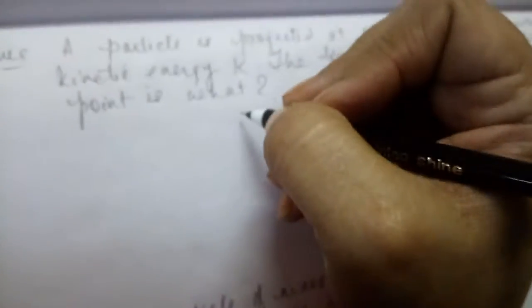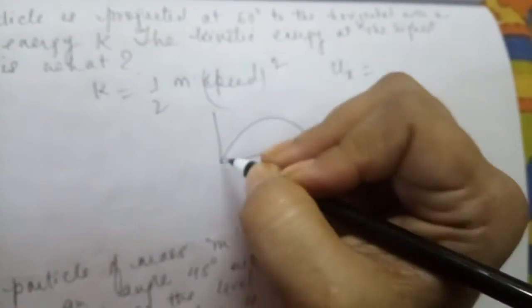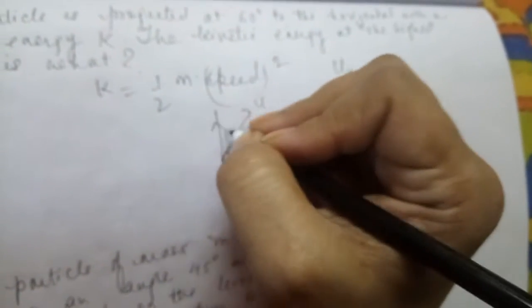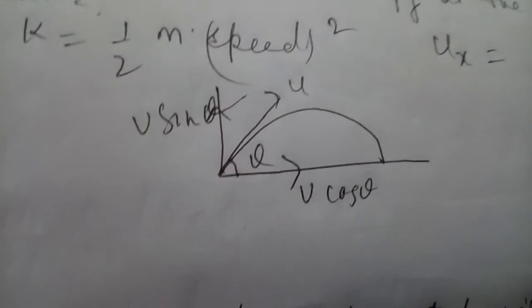The basic formula for kinetic energy is what? K is equals to what? We generally write half mv square, that is the speed square. Here along the x direction we have got the component. If you remember, we have done the case of the projectile. This is the initial velocity u making an angle theta. This is u cos theta along the horizontal, and this is u sin theta. This is the general figure that we have for the projectile.